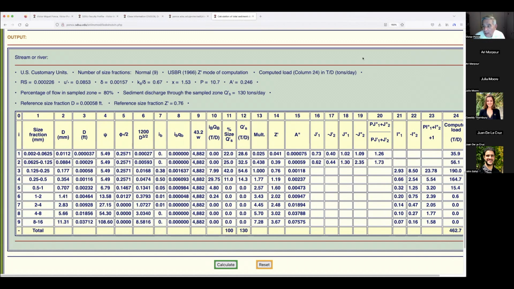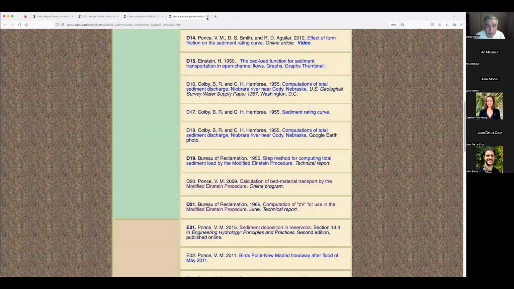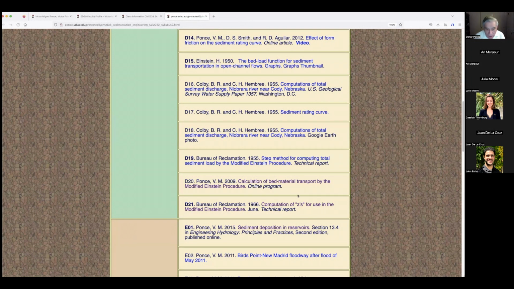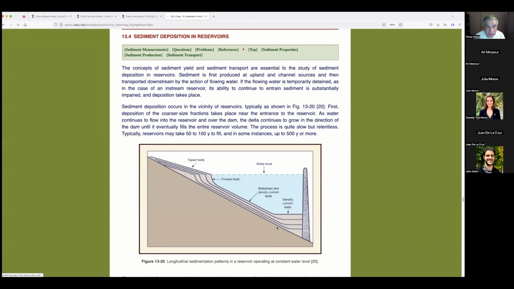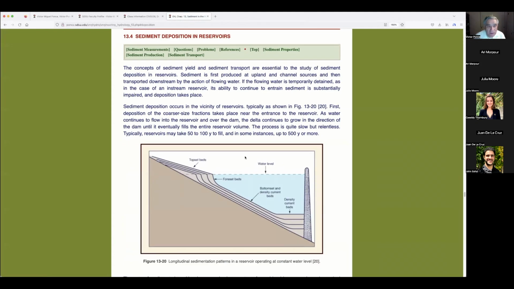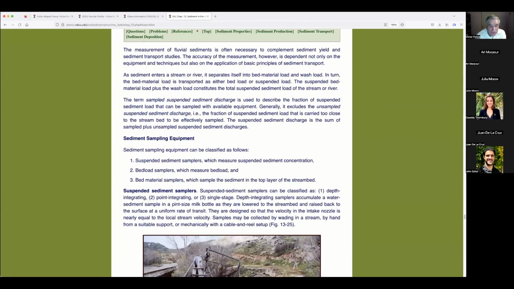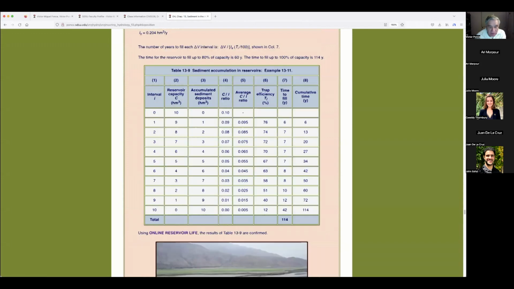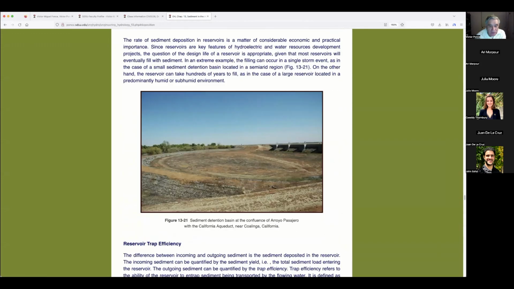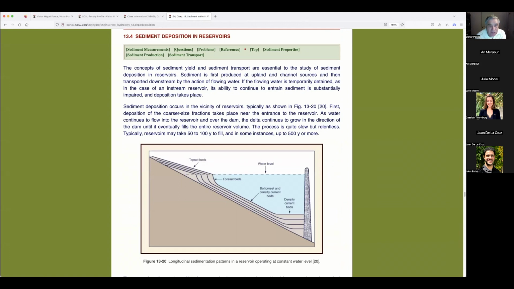Okay, with that, I have completed this section, and I am now going to go into the next section, and I will begin the subject of sediment deposition in reservoirs. So let's get going in here. Sediment deposition in reservoirs. This is part of section 13.4. It is actually section 13.4 in my book. We're going to go over this today. That's right. Section 13.5 is sediment measurements. We'll go there in a couple of weeks. So we're back in here. Sediment deposition in reservoirs.